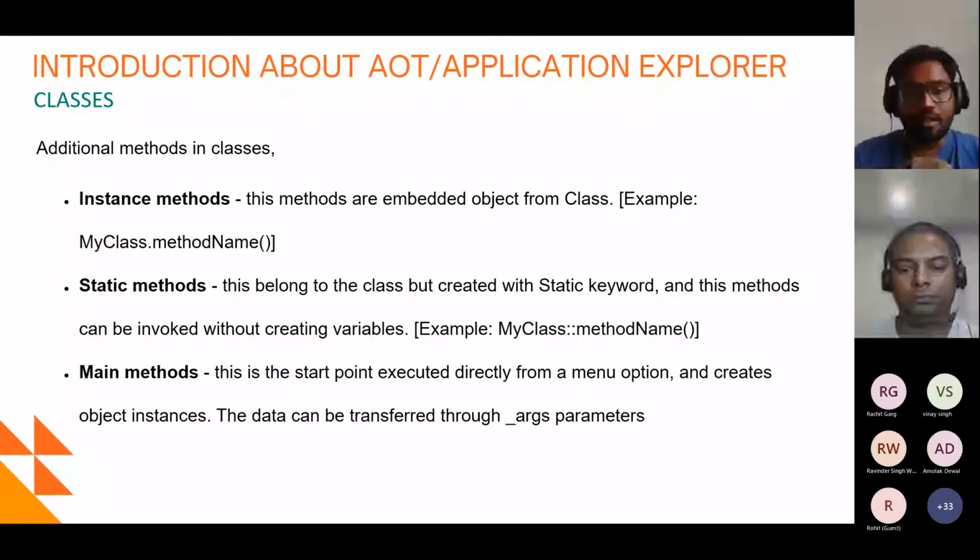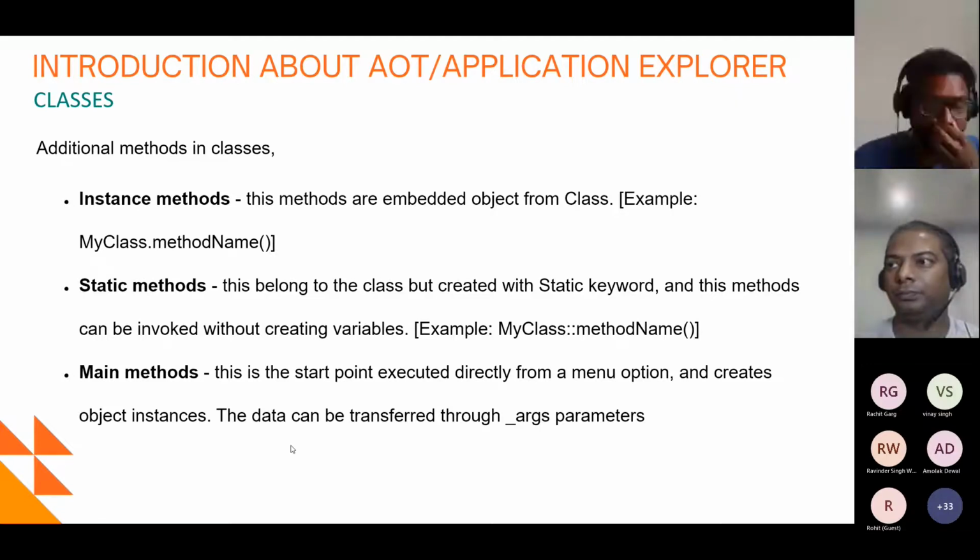And main methods are the starting point for any execution, and this method will initialize the variable for the class, and it also takes the args parameter. In the args parameter, certain properties are there. For example, you can identify the record from the args parameter. You can understand the menu item that is being called, or you can check whether the respective menu item is called.